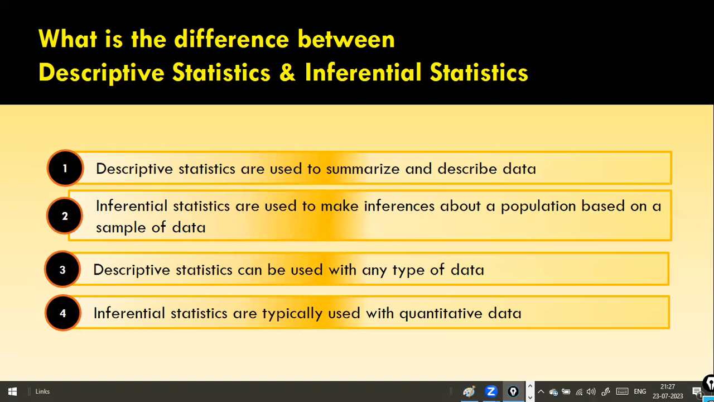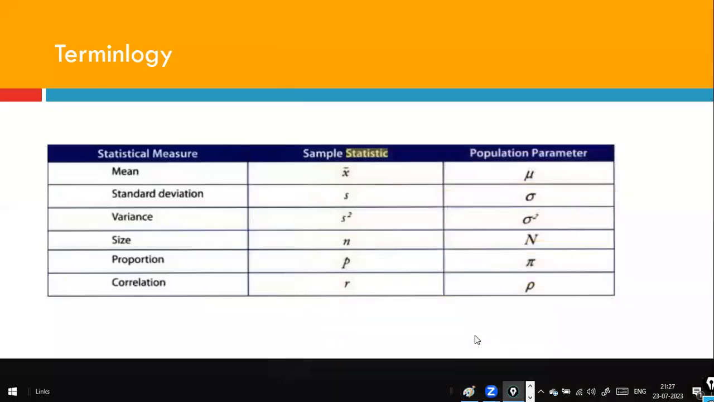Another thing which you need to keep in mind is that descriptive statistics can be used with any type of data, whereas inferential statistics you can use only with quantitative data. If you remember this much, that is more than sufficient. It's a very simple concept. And these are the terminologies you need to remember.